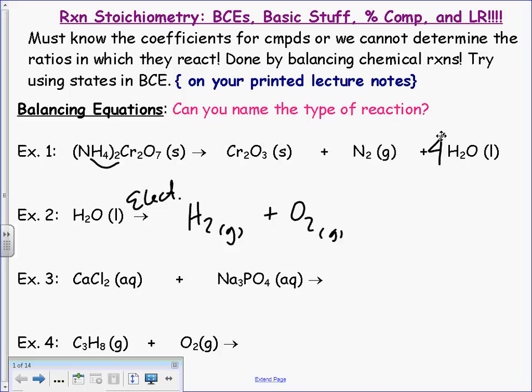So balancing it, do what? Add 2 to H2 and H2O. Okay, so here, and the oxygen is already balanced. So that's electrolysis of water.